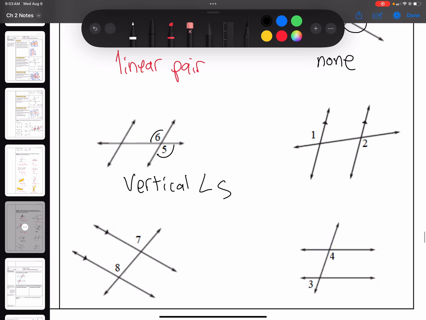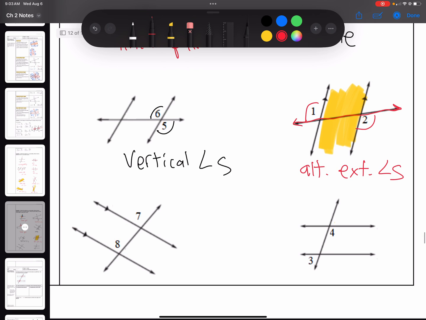1 and 2. Here's my transversal. This that I'm shading yellow is the interior, while they're in the exterior and on different sides of the transversal. That makes them alternate exterior angles. Here's my transversal. Up and to the left, up and to the left. They're in the same position. That makes them corresponding angles.